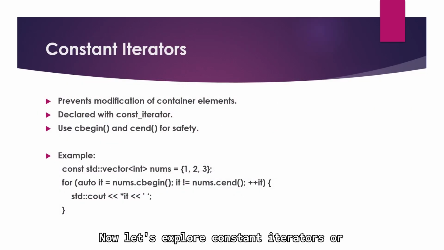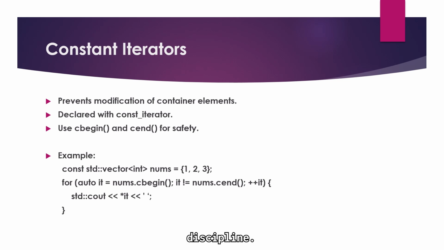Now let's explore constant iterators or const iterators. These iterators offer read-only access to the elements of a container. You can traverse using them, but you cannot modify the values they point to. This immutability is valuable in several scenarios: when working with functions that must not alter the container, or when you want to guarantee safety in large collaborative codebases. In code, we use cbegin and cend instead of begin and end to get const iterators. This ensures your code won't compile if someone tries to modify an element within the loop. Const iterators enforce discipline.